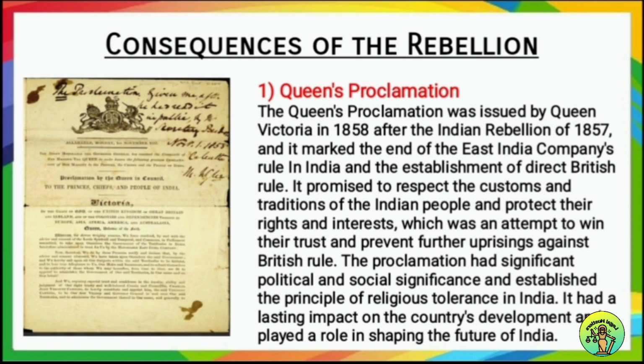Consequences of the rebellion. Queen's Proclamation. The Queen's Proclamation was issued by Queen Victoria in 1858 after the Indian Rebellion of 1857, and it marked the end of the East India Company's rule in India and the establishment of direct British rule.